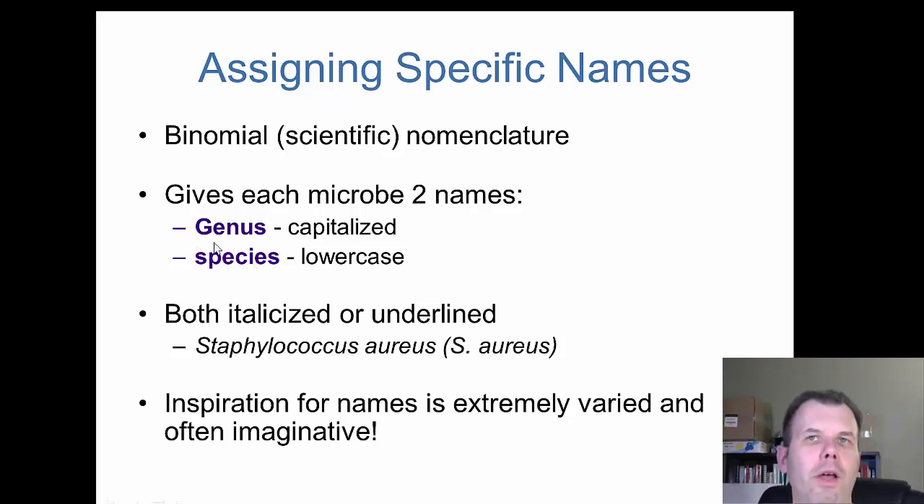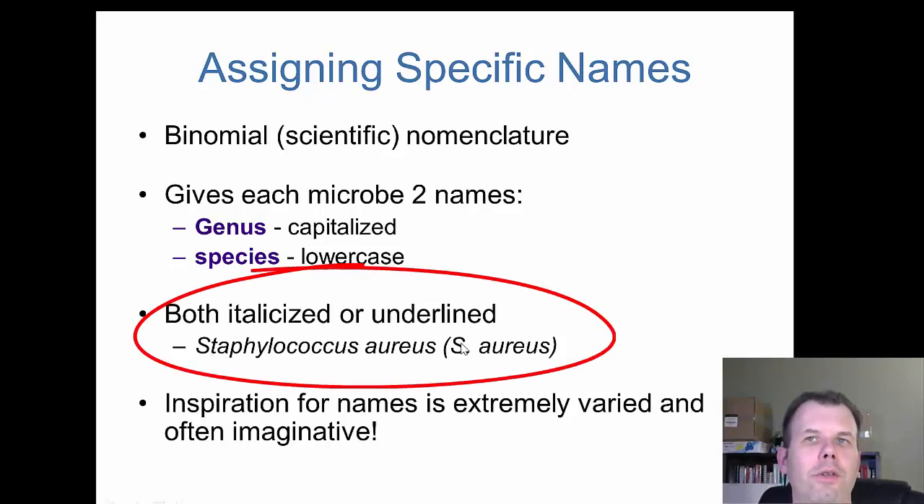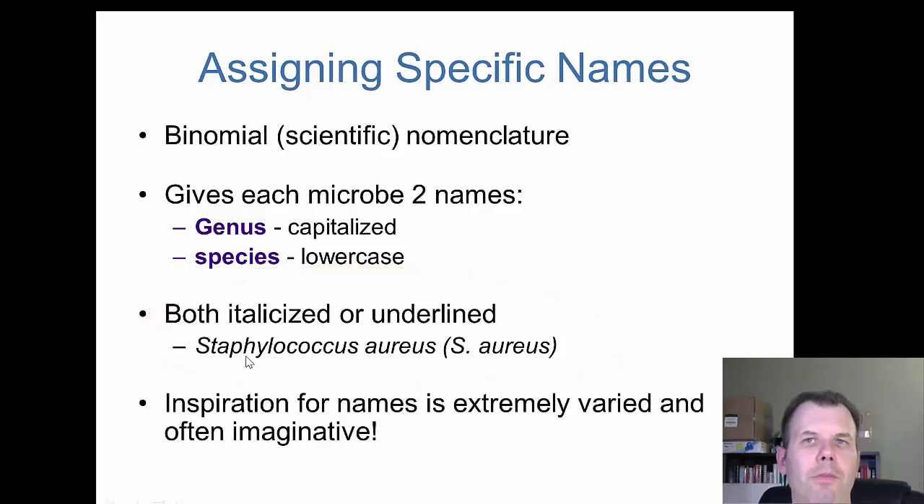Okay, so when you write things out, you have the two names, the genus and species. You always capitalize the first, the genus, and lowercase the species. The other thing you always do is that you either underline it or you italicize it. So we do this to identify scientific names. So you either underline these things or you italicize. Okay, so that's what you do here.